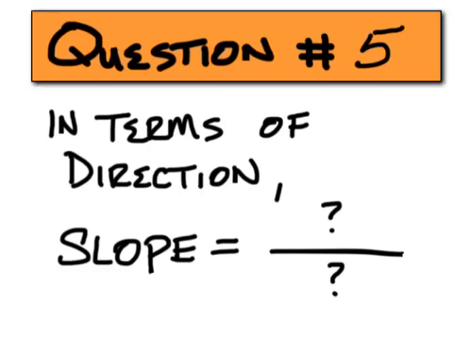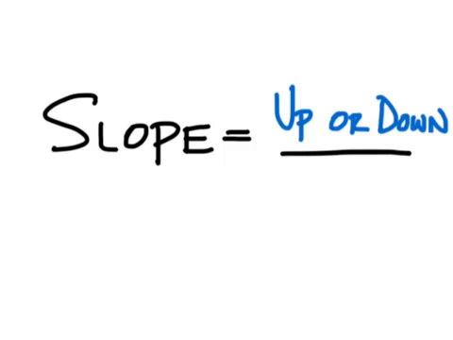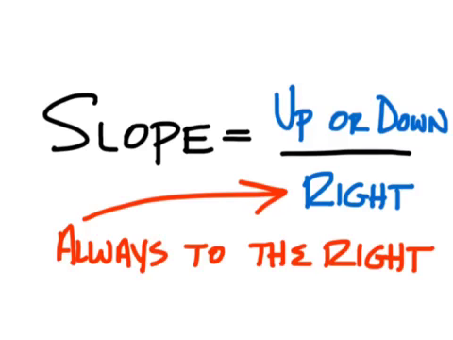Question 5, in terms of direction, slope is something over something. We're still looking for words, but it's not rise over run, it's directional words. So slope is some direction over some direction. It's up or down, over, right, as the folks shuffle through there. Up or down, depending on if it's positive or negative, and then it goes to the right. It is always to the right, never to the left.